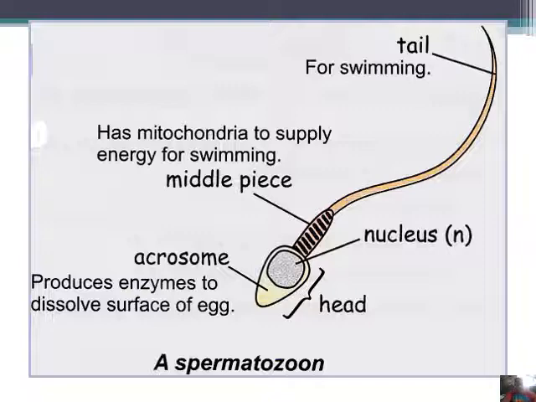It produces enzymes to dissolve the surface of the egg. Remember that there's going to be a gelatinous substance surrounding the egg, because you don't want it to dry out for unnecessary reasons. So the acrosome is going to open up and produce these digestive enzymes, which are going to eat their way through the gelatinous substance and allow for the fusion to occur. And only the head is going to enter the egg itself, which is going to then allow the nucleus to move out and allow for fertilization to occur.